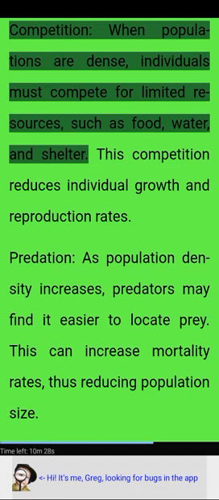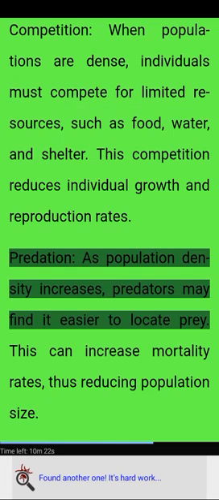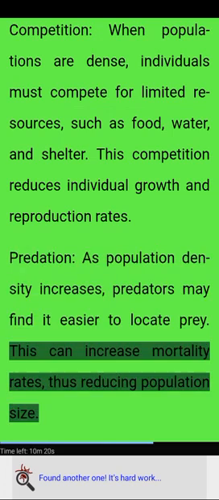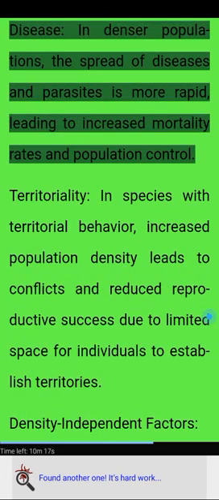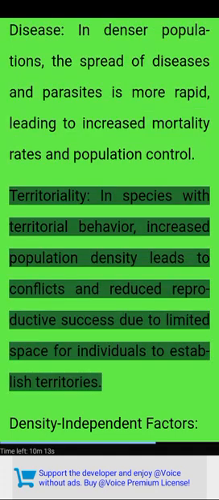Competition. When populations are dense, individuals must compete for limited resources, such as food, water, and shelter. This competition reduces individual growth and reproduction rates. Predation. As population density increases, predators may find it easier to locate prey. This can increase mortality rates, thus reducing population size. Disease. In denser populations, the spread of diseases and parasites is more rapid, leading to increased mortality rates and population control. Territoriality. In species with territorial behavior, increased population density leads to conflicts and reduced reproductive success due to limited space for individuals to establish territories.